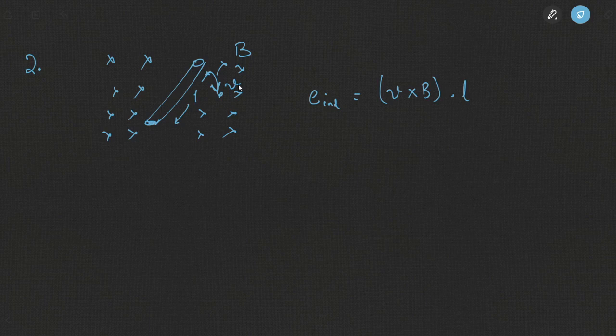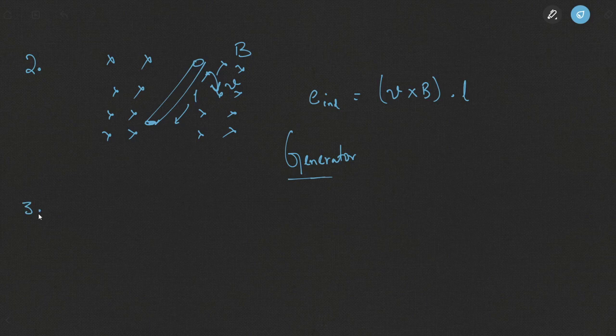So again, you can equate this to finding the angle between V and B, and the angle between V cross B and L. This is the principle of operation of a generator. As per this electromagnetic principle, if a conductor is rotating in a magnetic field, an EMF is induced in this conductor, and that's the principle of operation of a generator.